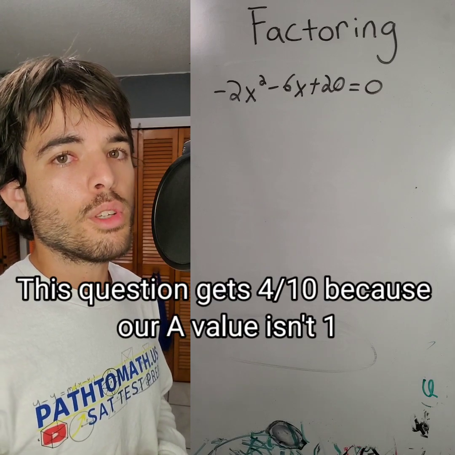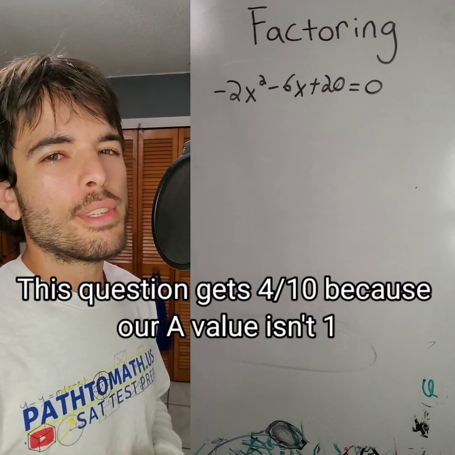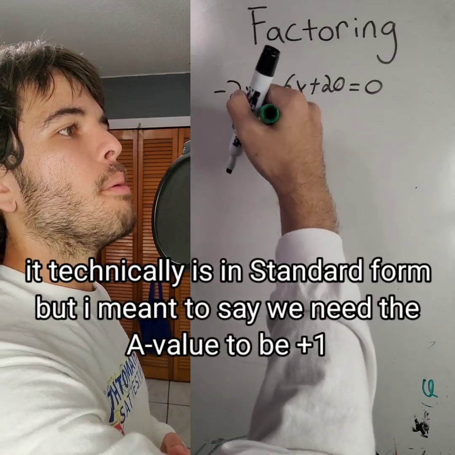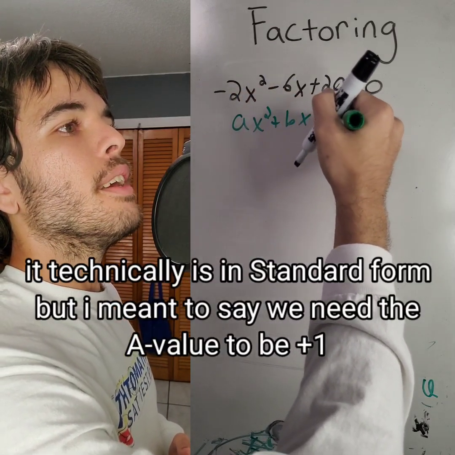Test your knowledge, difficulty mode, easy. I gave this a 4 out of 10 because we're not in standard form. We need to be in standard form, which is ax squared plus bx plus c equals 0.